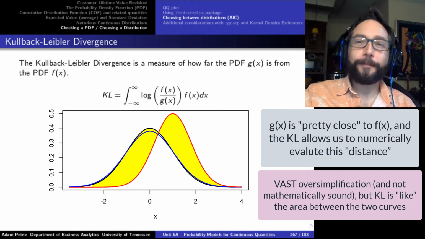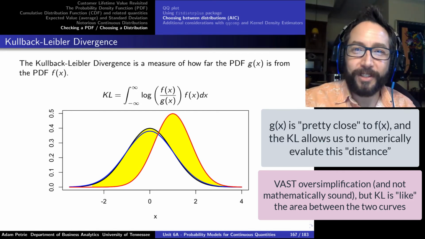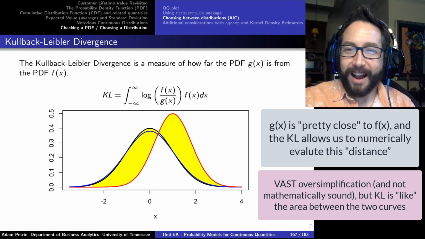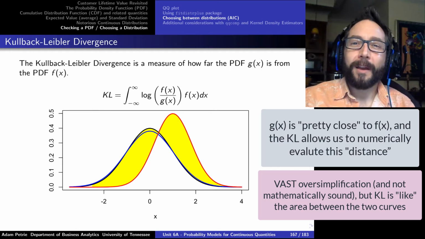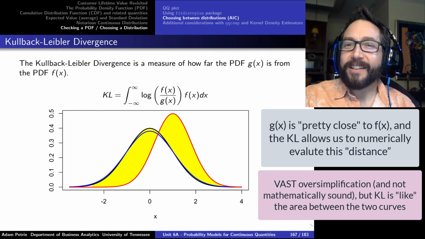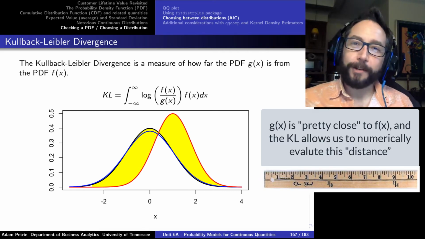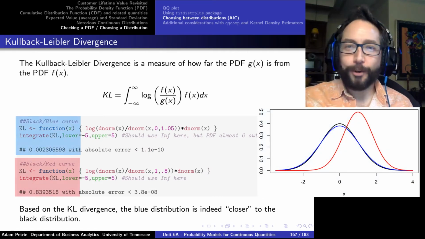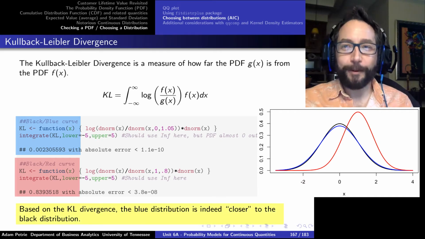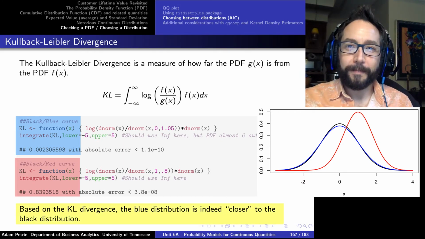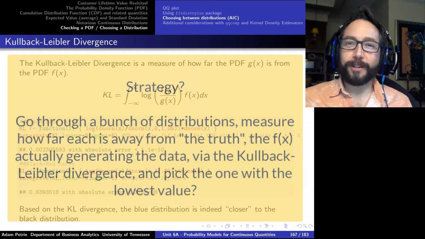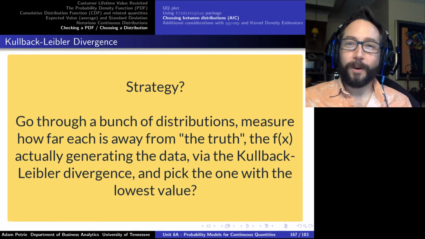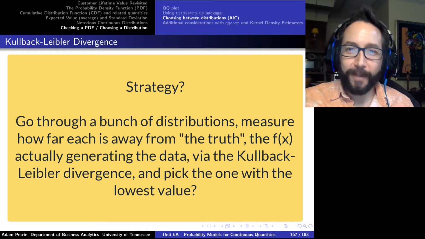The specific formula actually emerges from information theory. It's an entropic measure, kind of a crazy cool concept. But the key thing is that it provides us a number that serves as a yardstick to measure how far apart two probability distributions are. So we have the true distribution that's generating our data, f of x. How far away is g of x from there? The closer, the better. So why don't we go and actually measure the Kullback-Leibler divergences for a whole bunch of different probability models that we propose and see which one has the smallest value?